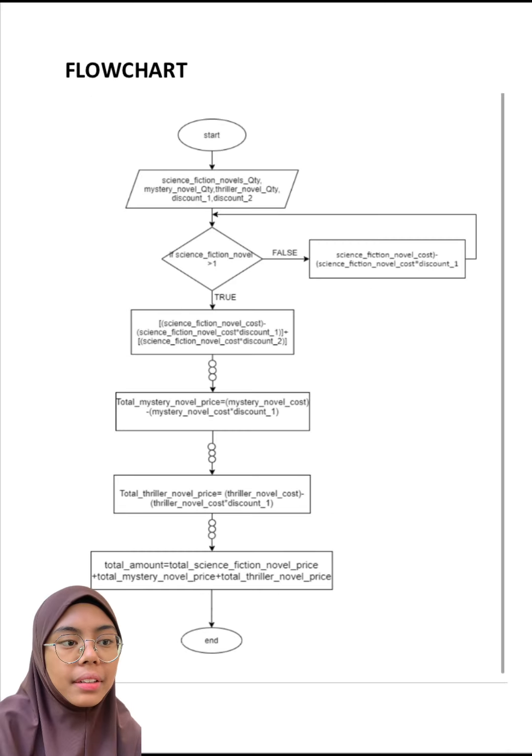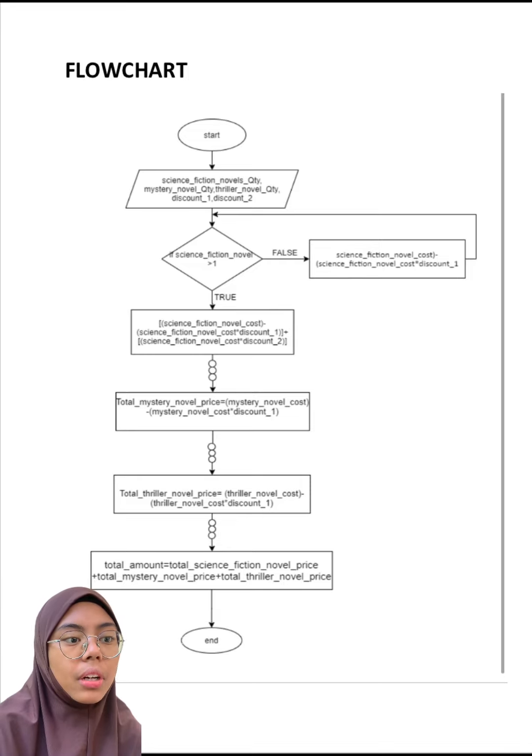For the flowchart, we start off with a start using a circle, then we input all the input variables, then it goes to the diamond shape. If the quantity is more than 1 and it is true, then we use the equation to count the total price. But if it is false, meaning it is just one science fiction novel, we use the calculation pointing to the right.